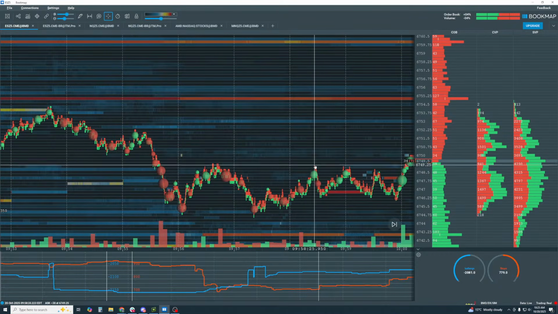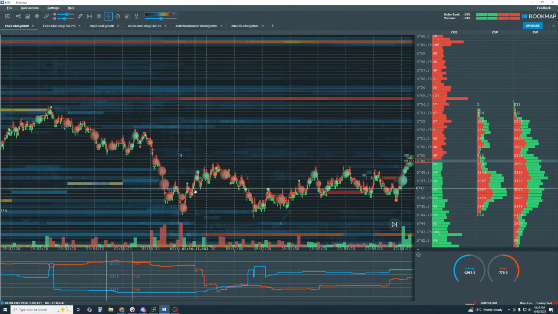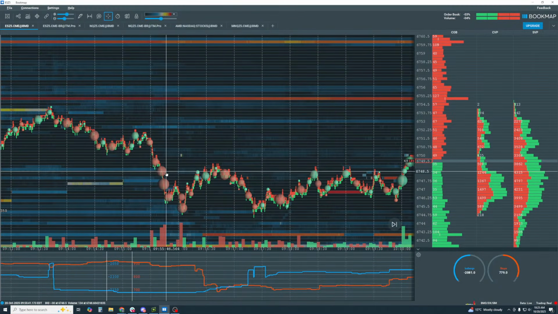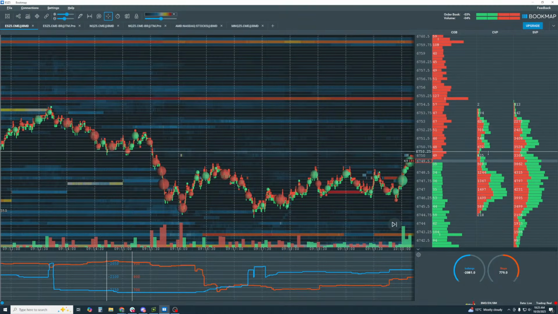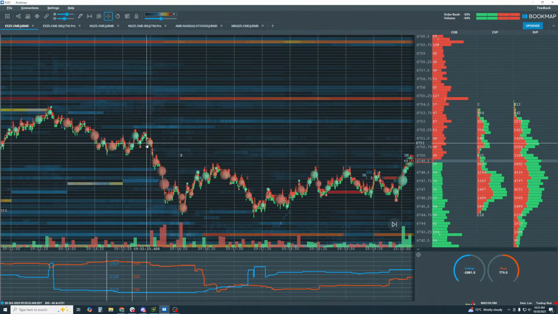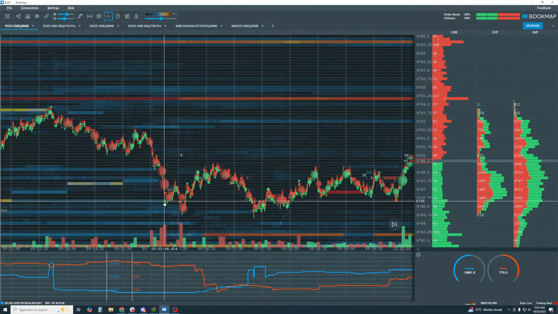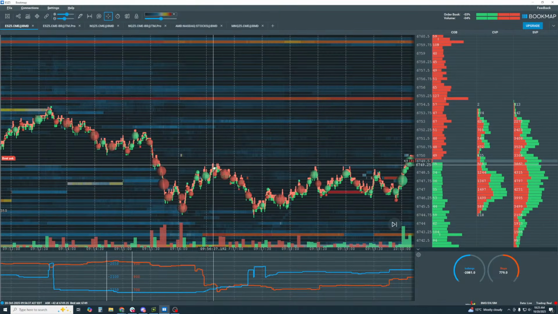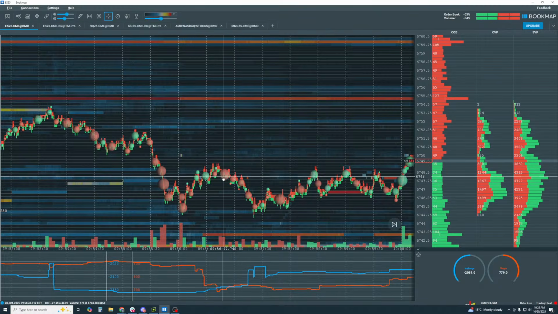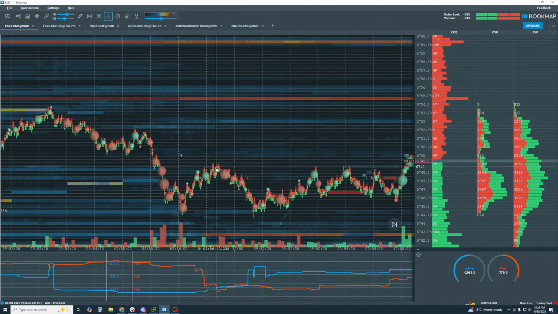Anyway, so the move back up into a low volume node where price rejected, it cut through here very, very quickly. Okay, and accepted down here, and this is the pullback. Right, and then we get the move down. Here's your exhaustion right here.